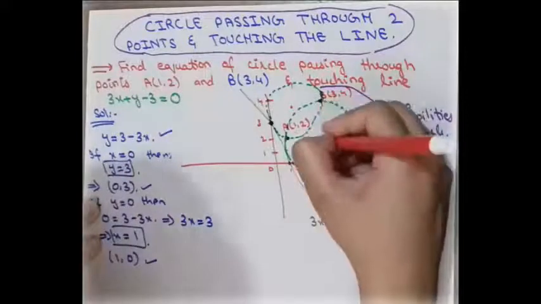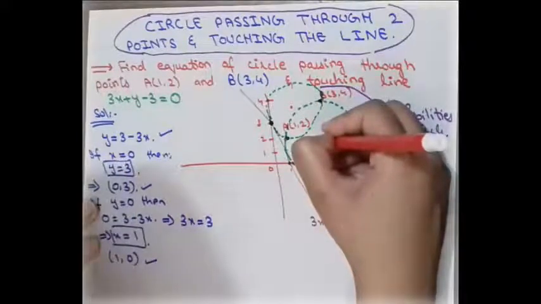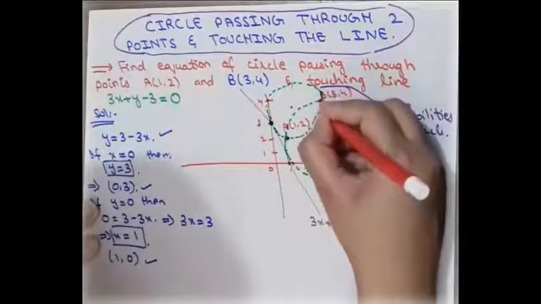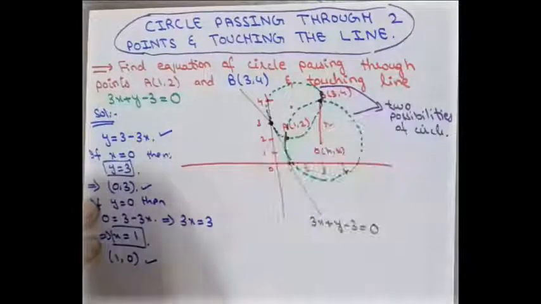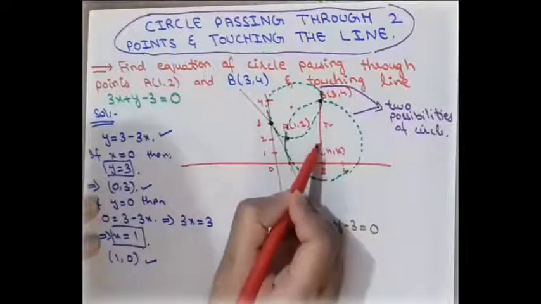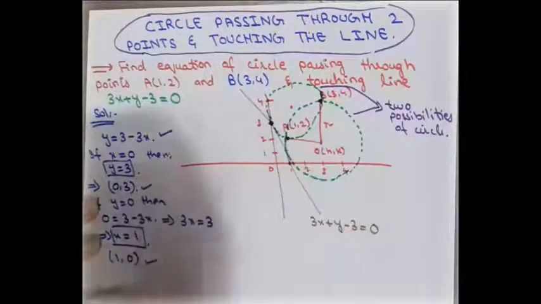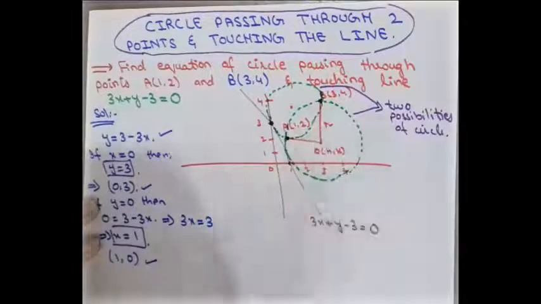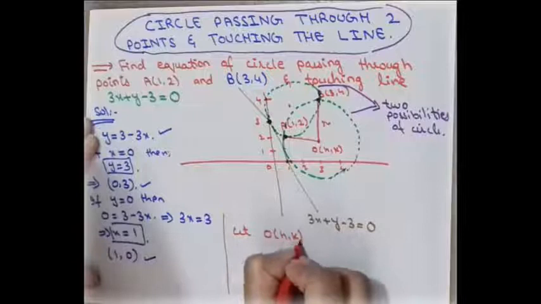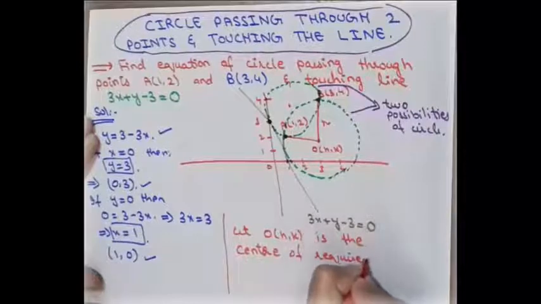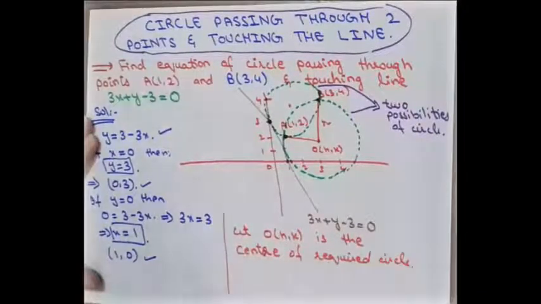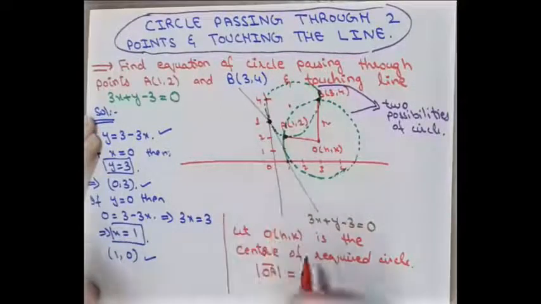The distance between the center of a circle to any point on the circle is the radius. So the distance OB is the radius, and in a similar way the distance from the center of the circle to this point is also the radius, and these two distances are equal. Let (h, k) be the center of the required circle. So we suppose that this is the center of the circle, OA, the distance of this line segment, equals OB, which equals the radius.